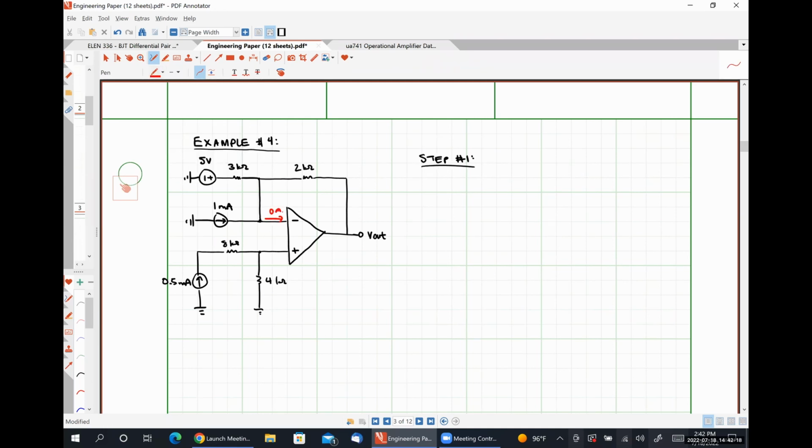This current is 0 amps. This current is 0 amps. And we find V plus, where V plus is the voltage here, which is the same as the voltage over the 4 kilo ohm resistor. Who can tell me how to find the voltage drop over the 4 kilo ohm resistor?